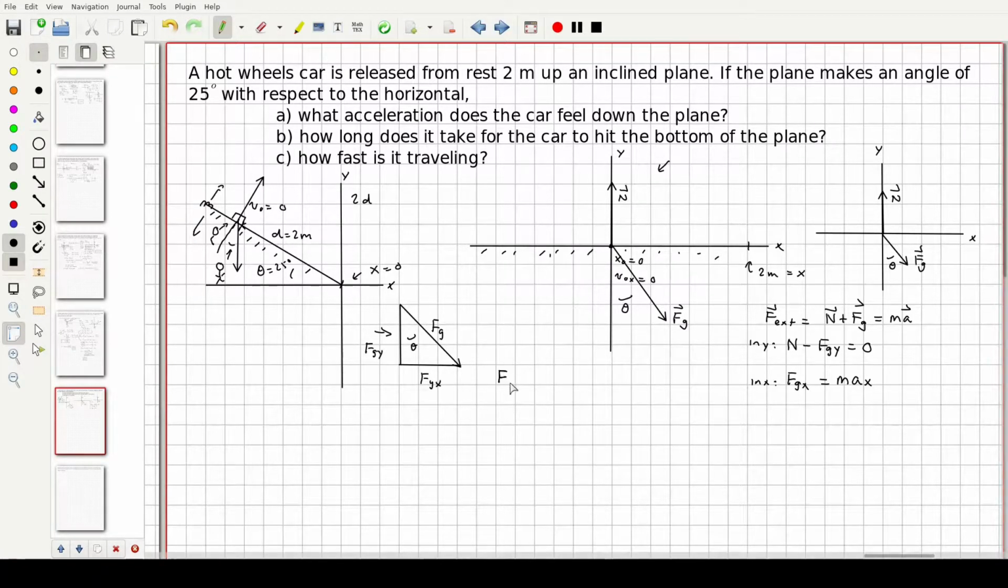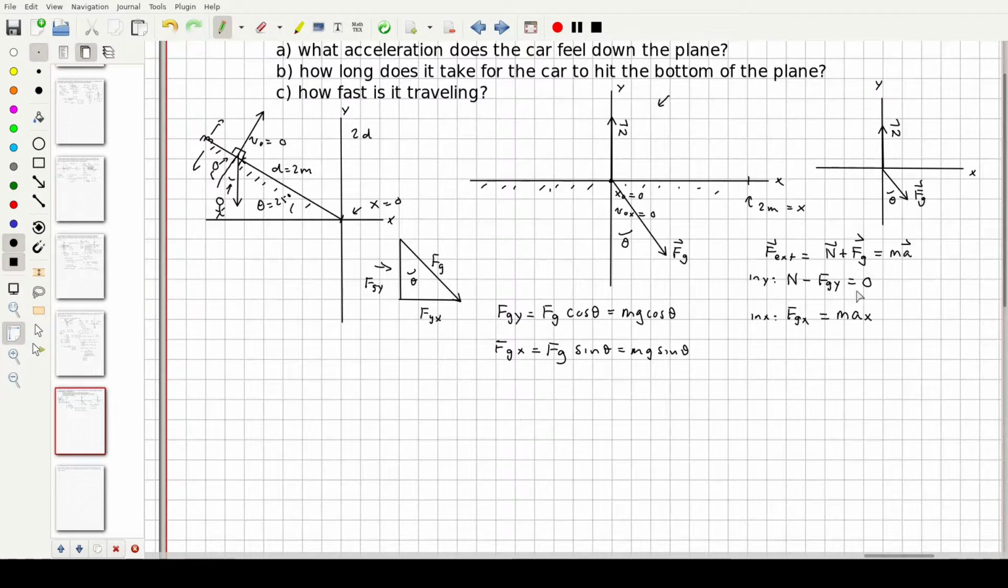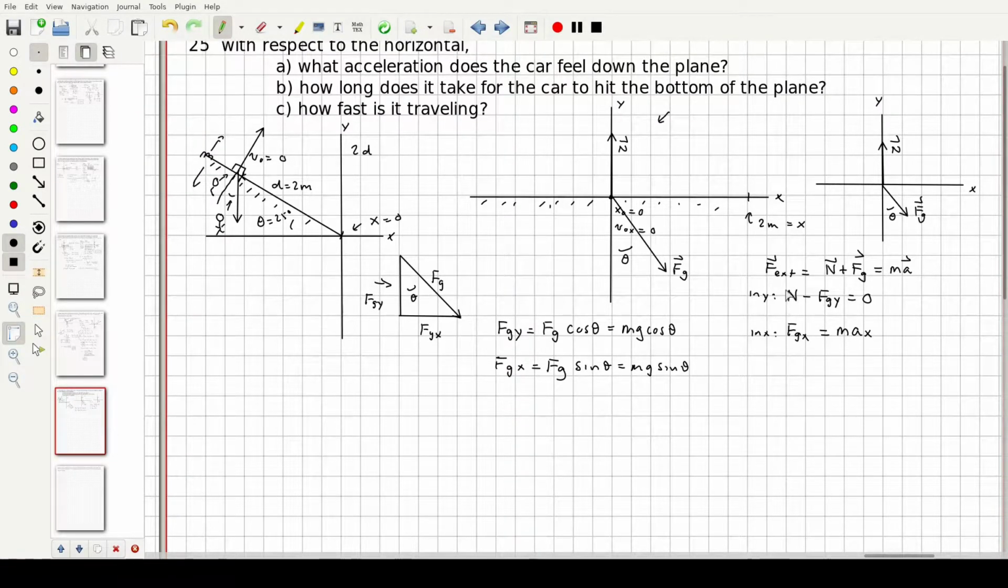that FGY is going to equal FG times cosine of theta this time. And FGX is equal to FG times sine of theta, or mg cosine of theta and mg sine of theta. Okay? Now, we have our external forces broken up into components. So let's plug things in.